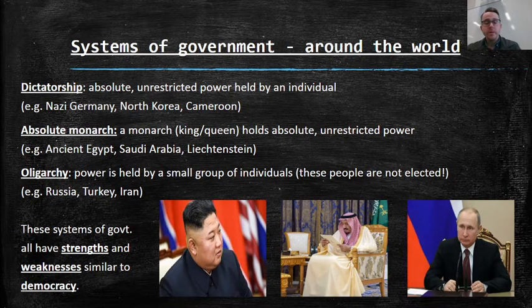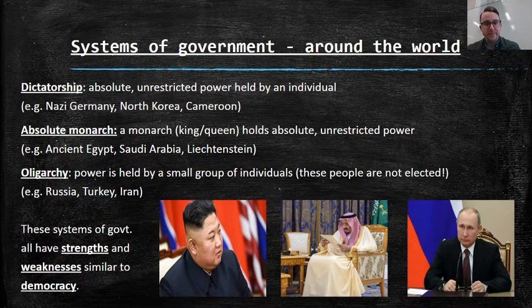So an example of a monarchy, if you want to go back into history, might be ancient Egypt. Modern day examples, we have the king of Saudi Arabia, chilling right there. I don't know what he's reading. And then another modern example would be Liechtenstein, which is a very small European nation, hard to pronounce.